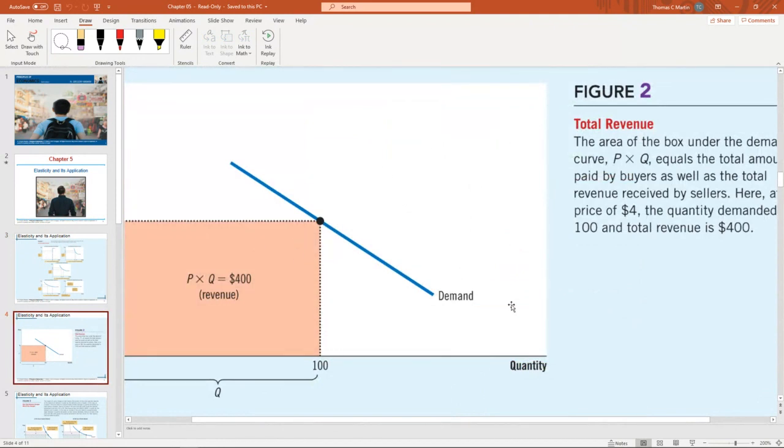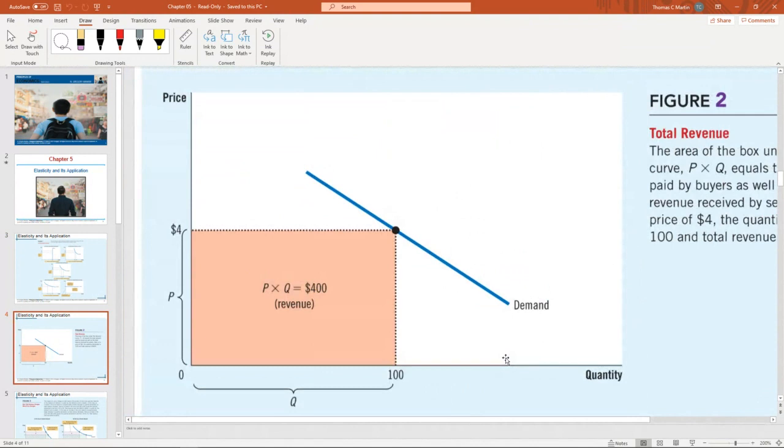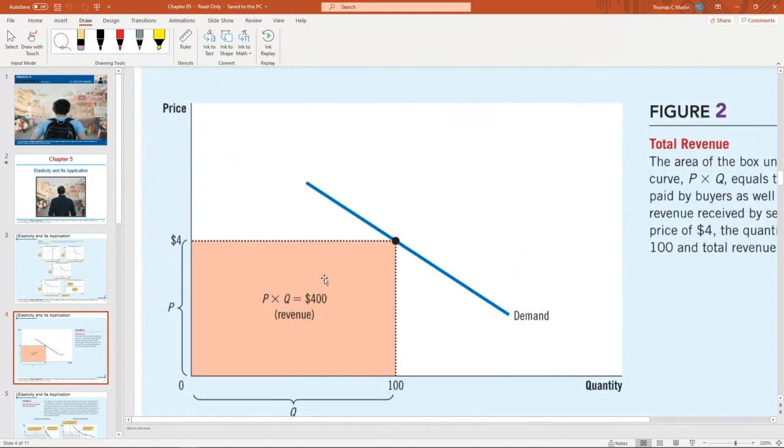In this graph, they're wanting to show us total revenue. And total revenue equals P times Q. If this is our point of production and we're charging $4, and at $4 we can sell 100 units, our profit is $400.